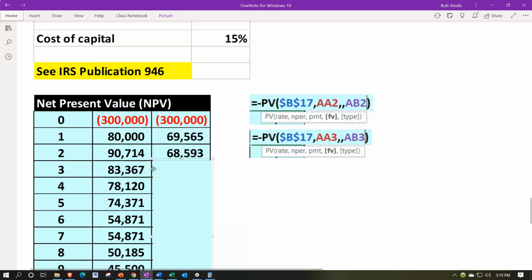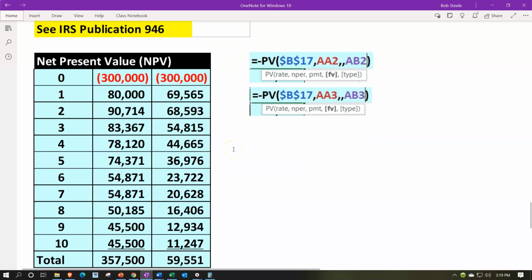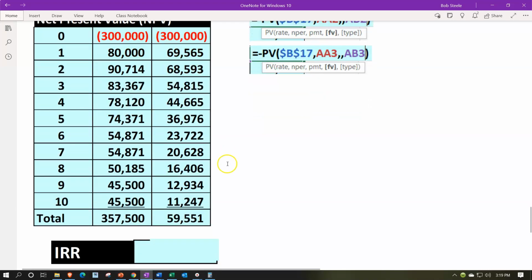We got the 90,714 present valued 2 years back at the 15% discount, 68,593. The 83,368.7 present valued at the 15% discount 3 years back, 54,815, and so on. Same results as we had in the horizontal fashion, and we get to the same result of 59,551.